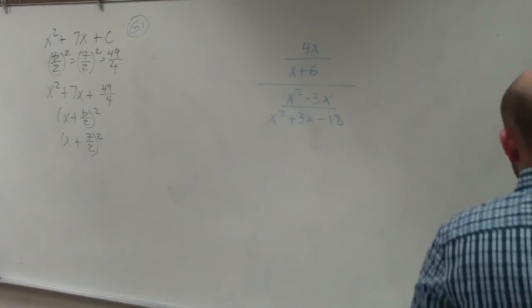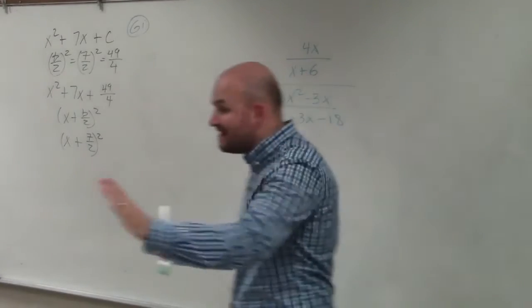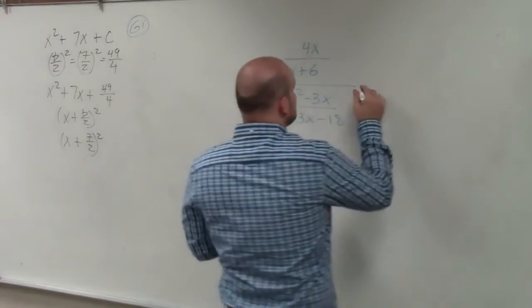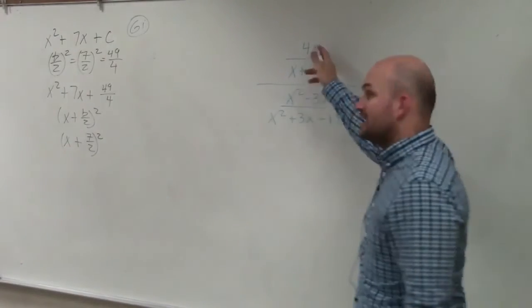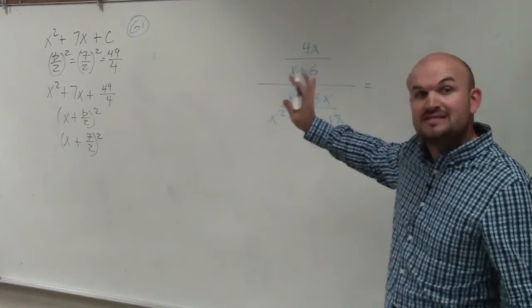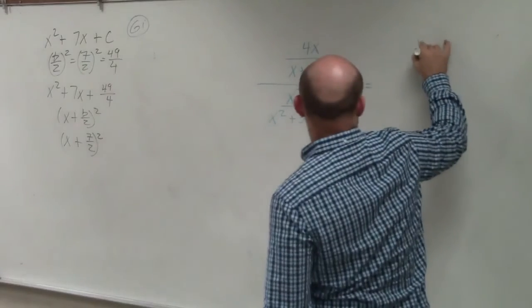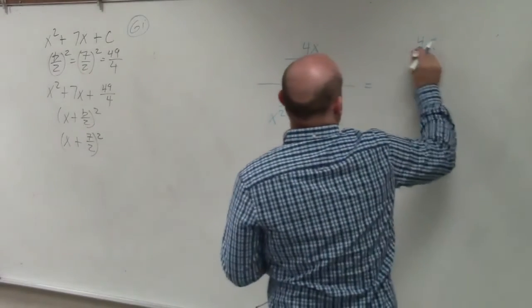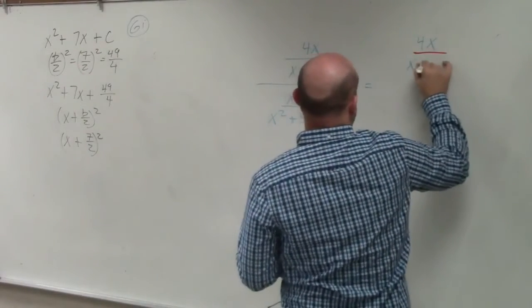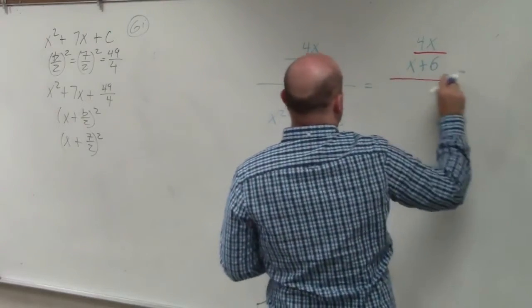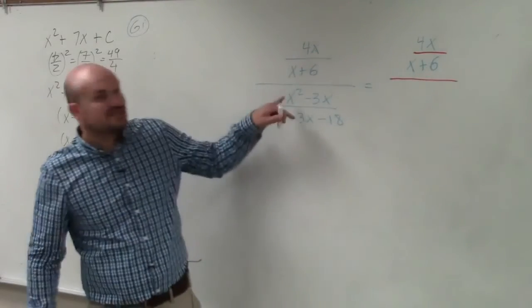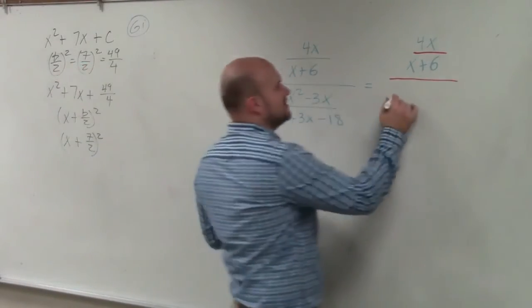So the main important thing is that it's a complex fraction. The first thing you're going to want to do for every single example is simplify. Look at every numerator and denominator of each fraction and simplify it. Well, 4x I cannot simplify any further. Nor can I simplify x plus 6. However, x squared minus 3x, I do notice that those have an x in common. So I'm going to factor out an x.